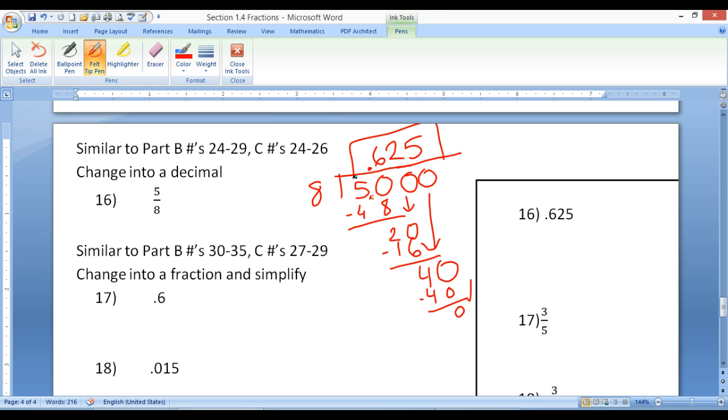And I have now changed my fraction 5/8 into the decimal 0.625, or 625 thousandths. Okay, let's move on to the next example.